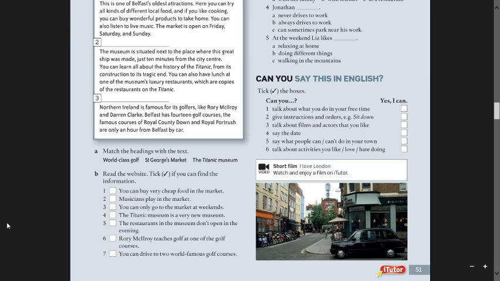So, can you talk about what you do in your free time? If you can, you have to tick. If not, cross, okay? Can you give instructions and orders? For example, sit down. Can you talk about films and actors that you like? Can you say the date? Can you say what people can do in your town? Can you talk about activities you like, love, hate doing? Okay, that is what you have to see to revise Unit 7.